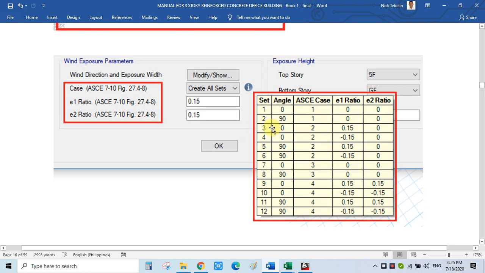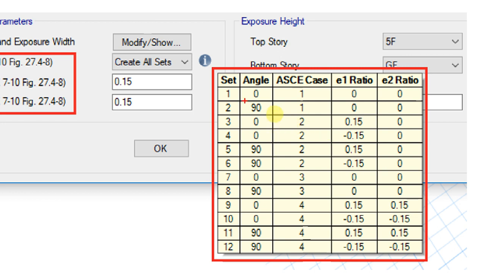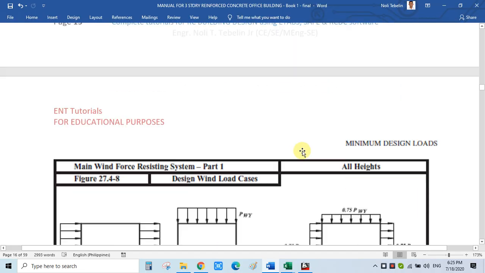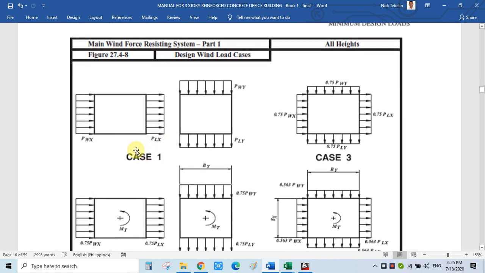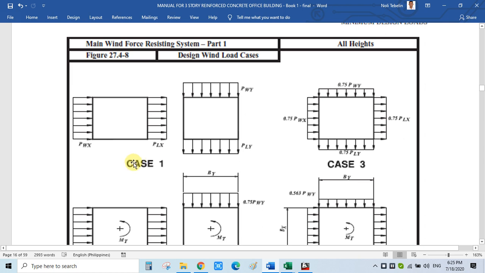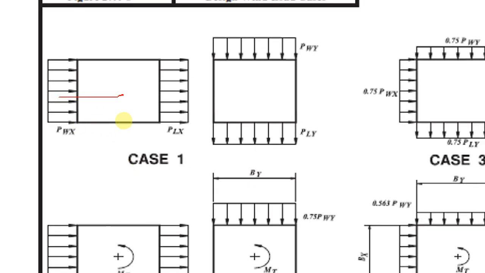So we will refer to ASC case 1 using along X, wind along X, which is 0 degrees angle, and along Y, 90 degrees. So the eccentricity for these wind load calculations is 0. So ito yun sa NECP. Ito yung case 1. So along X, this is for 0 angle, and this is for 90 degrees angle. So case 1 na gamitin natin. Okay.